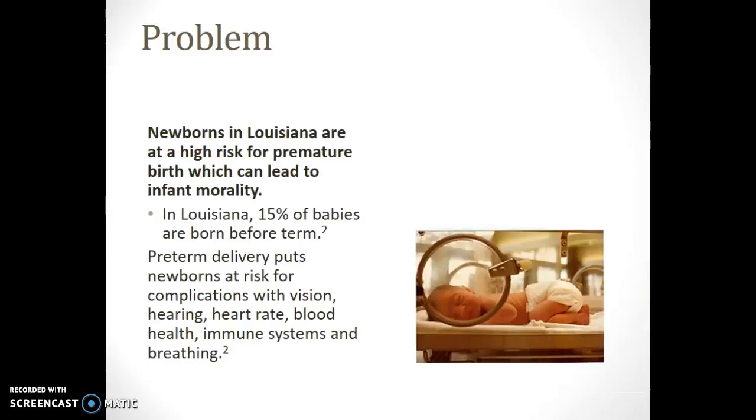A problem that Louisiana newborns are facing is that they have a high risk for premature birth, which can lead to infant mortality. About 15% of babies are born before term. Preterm deliveries put newborns at risk for complications with vision, hearing, heart rate, blood health, immune systems, and breathing. Could you imagine just starting life and having to face these challenges and obstacles?